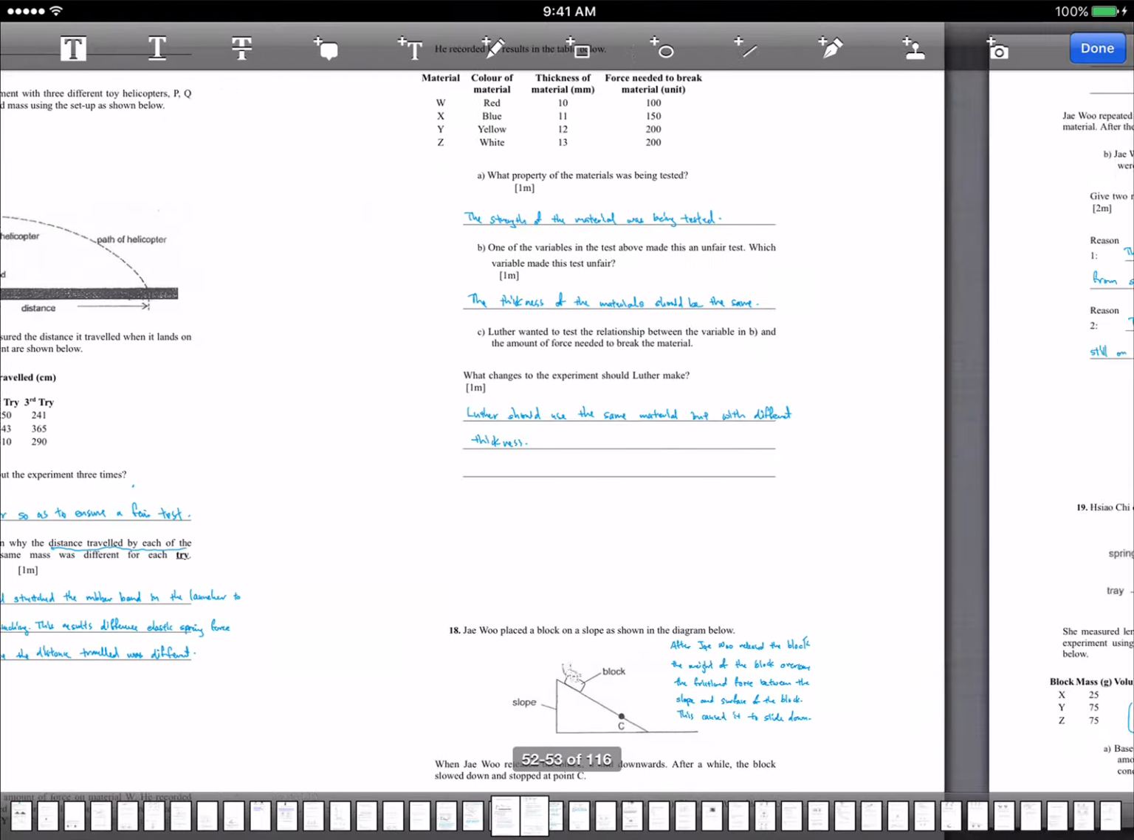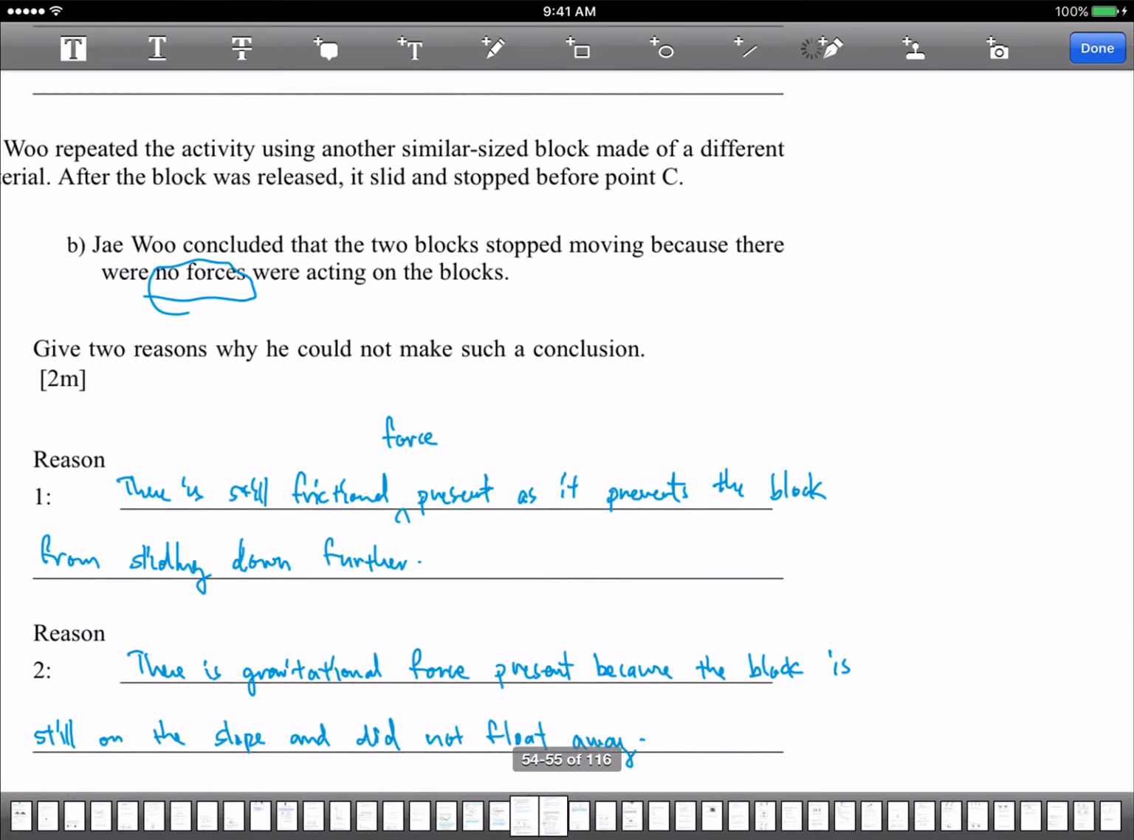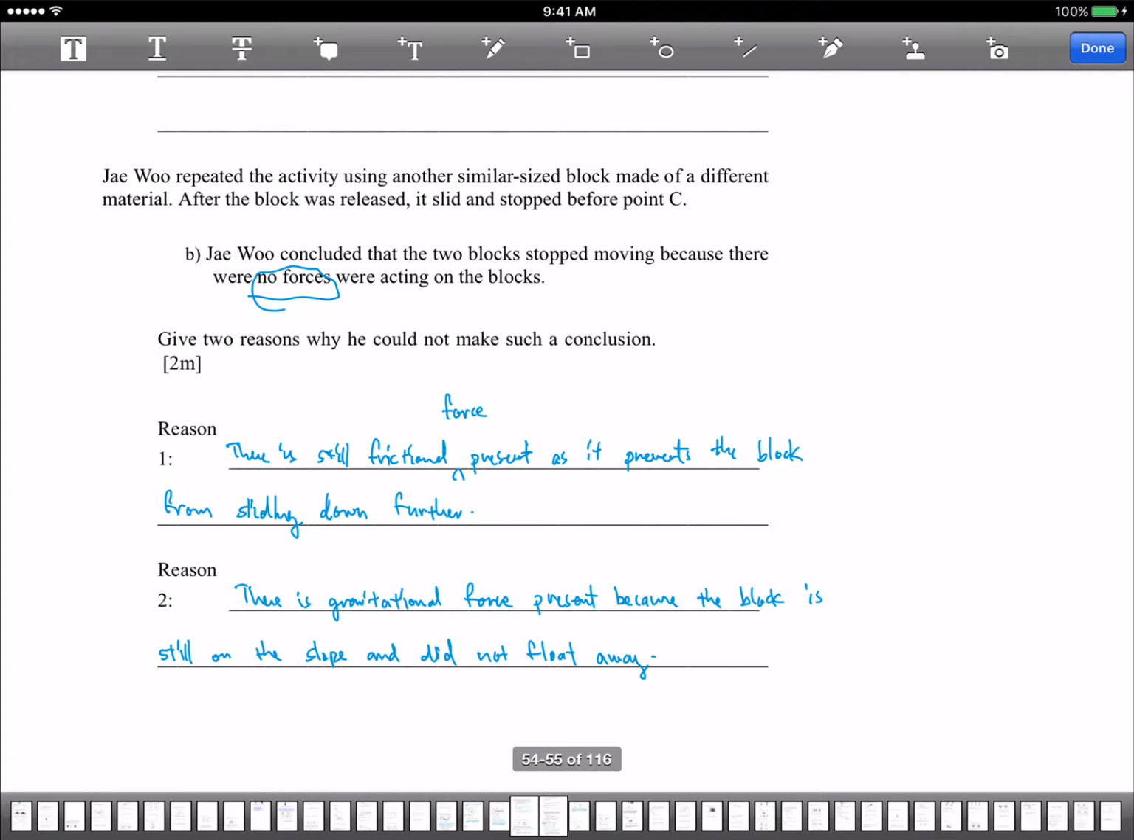Next one, you go. Okay, so Jae-woo, the K-pop boy, concluded that the two blocks stopped moving because there were no forces acting on the blocks. Okay, why can he not make such a conclusion? Now, is it true that if something is stopped, like this thing stopped, there are no forces acting on it? There is. There's gravity pulling it down.